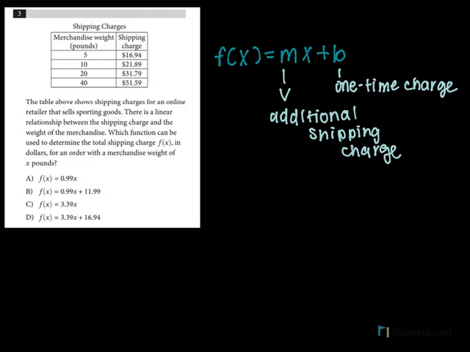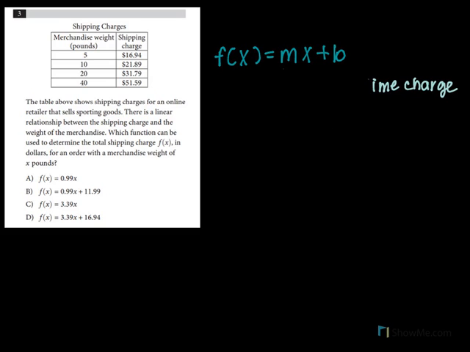For each additional pound of merchandise shipped. So now, in order to get M, we're going to take 2 points from this table we're given, and we're going to use the delta y over delta x equation.